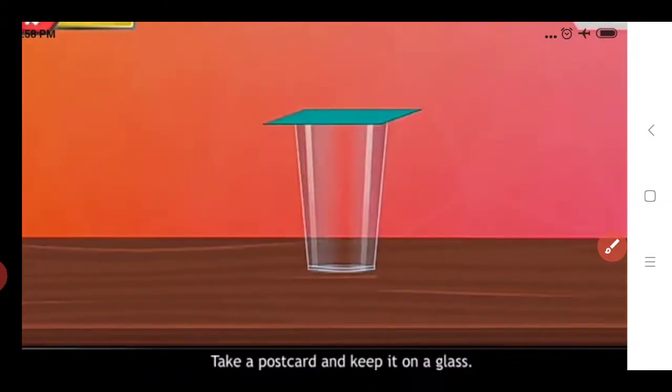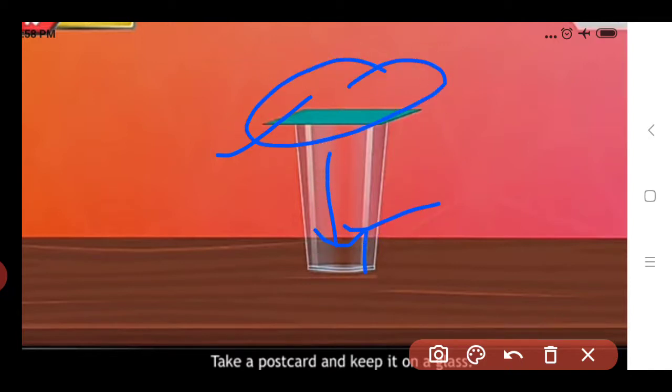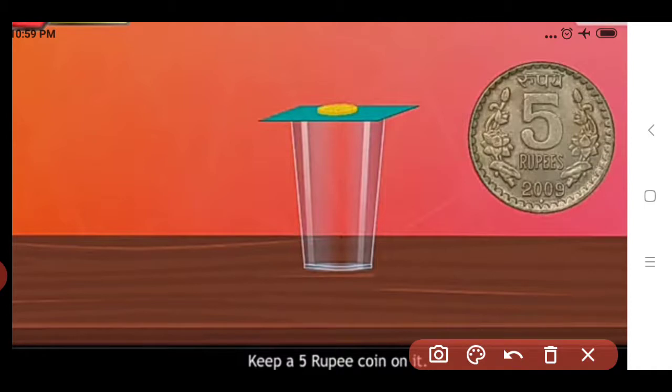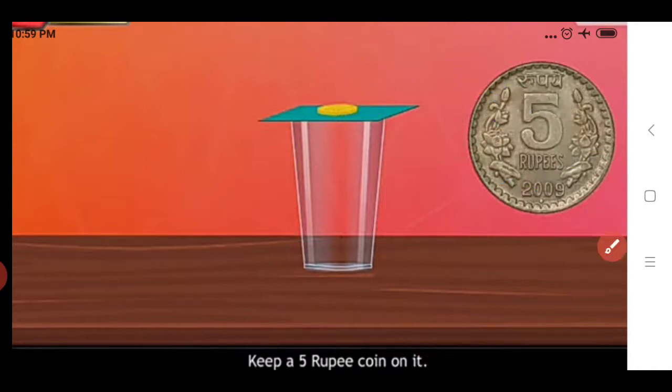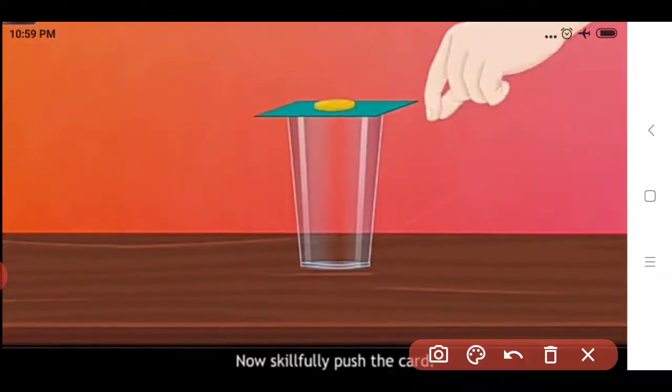So we see this activity. Take a postcard, this is a postcard, and keep it on this glass. Then keep a 5 rupees coin on it. This is a 5 rupees coin. This coin is kept on this cardboard in that way. Then skillfully push the card, means in this way we have to push this postcard. What happened after pushing?